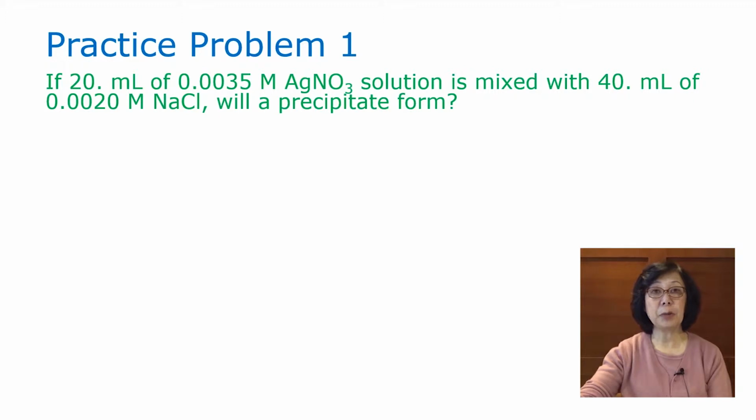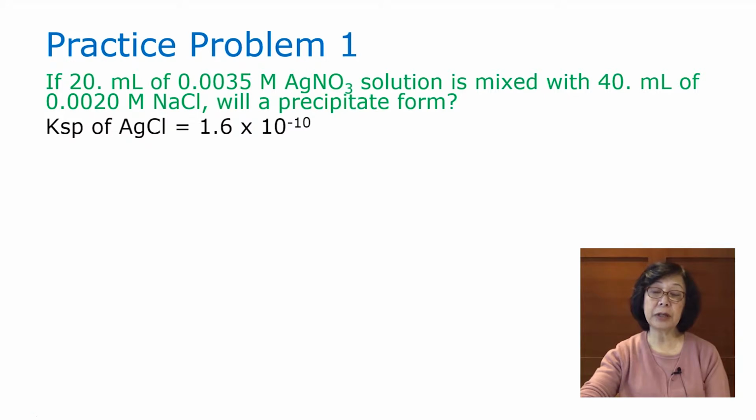Let's try practice problem number 1. If we have 20 mL of 0.0035 molar silver nitrate mixed with 40 mL of 0.002 molar NaCl, will a precipitate form or not? First, we need to know the KSP of silver chloride, 1.6 times 10 to the minus 10, that we look up from a table in your textbook.